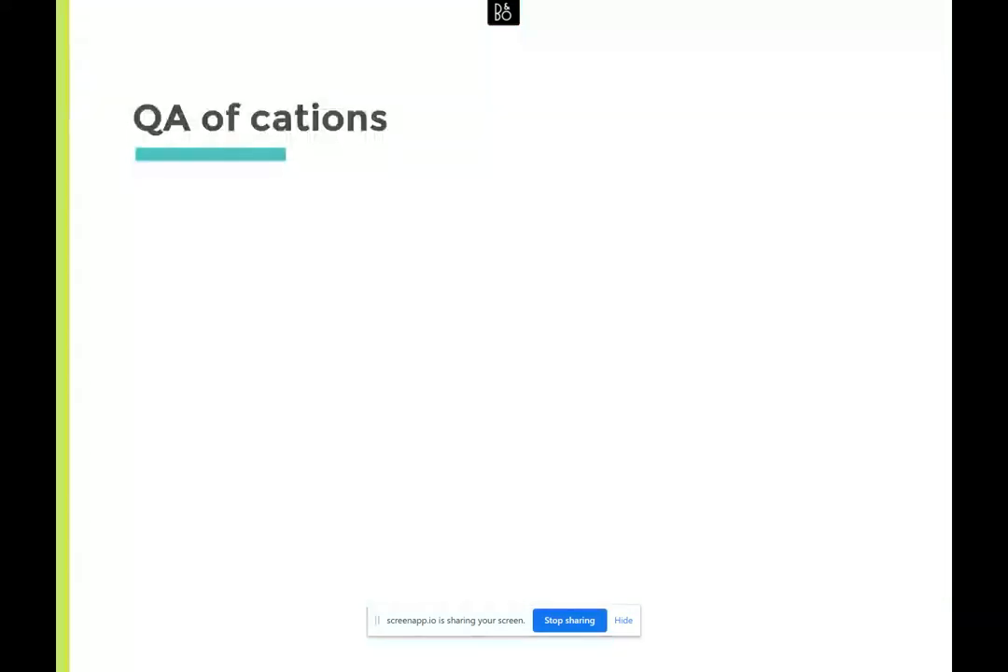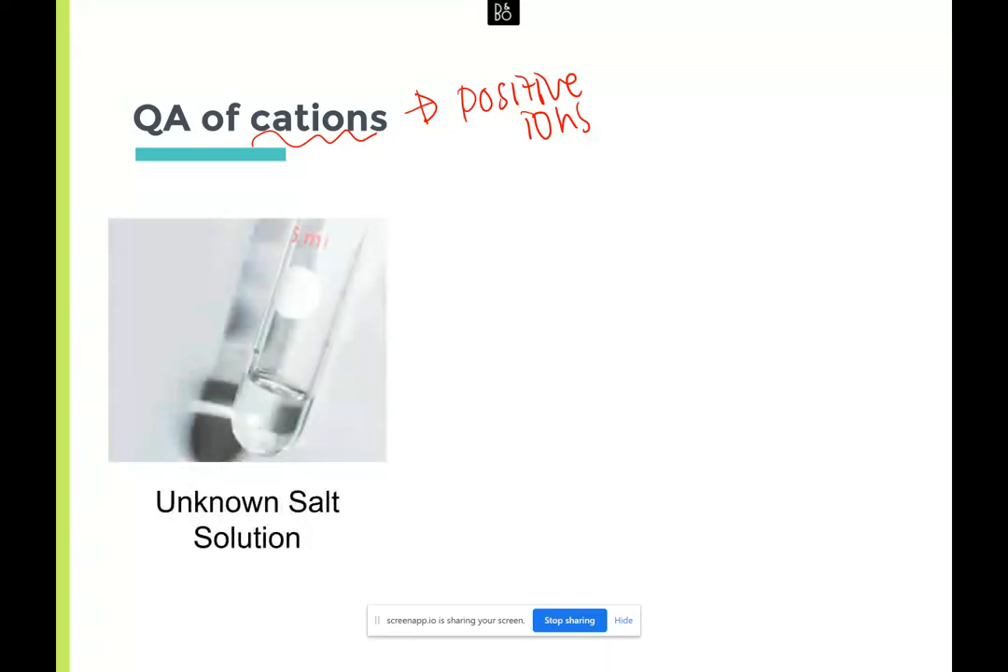So when we do qualitative analysis of cations or the positive ions, when we look at a solution, most of the time it is colorless. So we want to determine what ions are present inside. We cannot just look at the solution and try to deduce. So we need to add some stuff inside. So if we have an unknown salt solution like this, colorless, we want to determine what is inside.